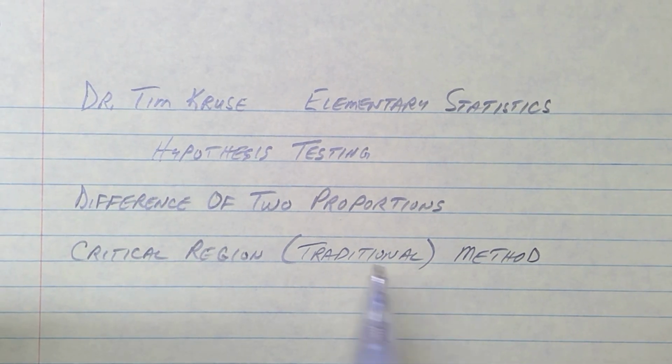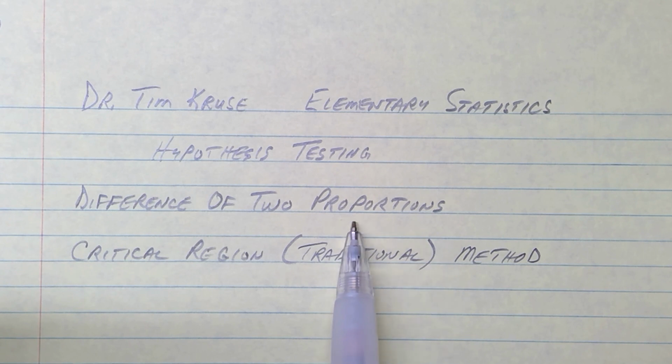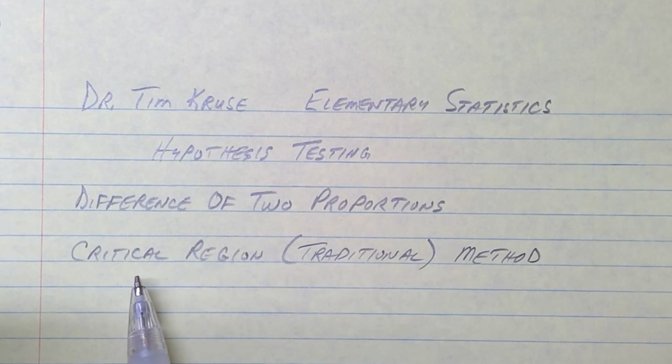Elementary statistics. We're going to talk about hypothesis testing, how to set up a hypothesis test for the difference of two proportions. A proportion is kind of like a fraction, what fraction of people did this and what fraction of people did that. I'm going to be using the critical region or the traditional method.